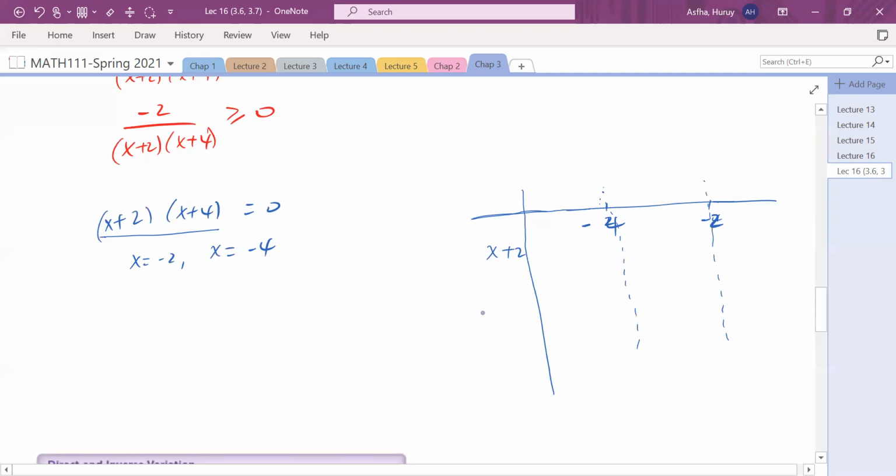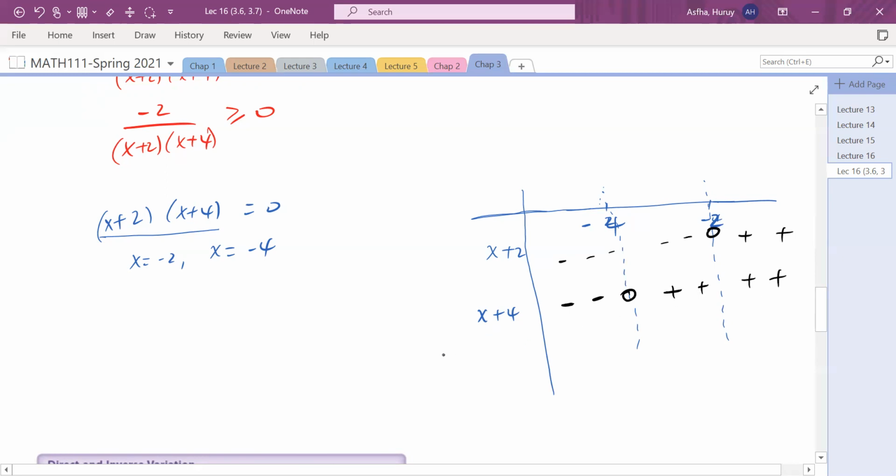Okay, and the other one is x plus 4. So x plus 2 is 0 at this point, and to the left of this point, it's always negative, and to the right is positive. And x plus 4 is 0 at this point, and it's negative on this interval, positive on this interval, and positive on this interval.